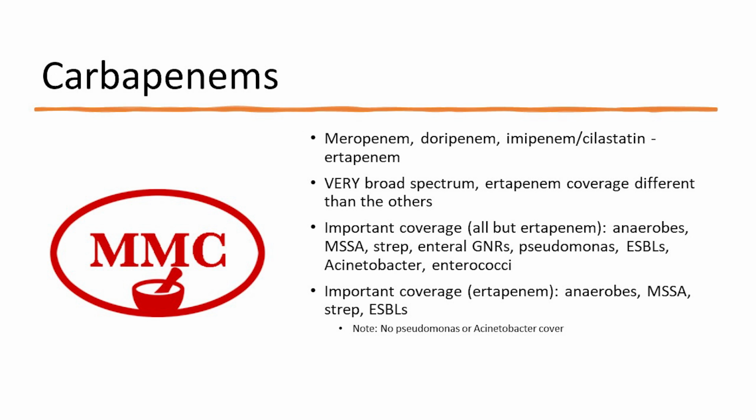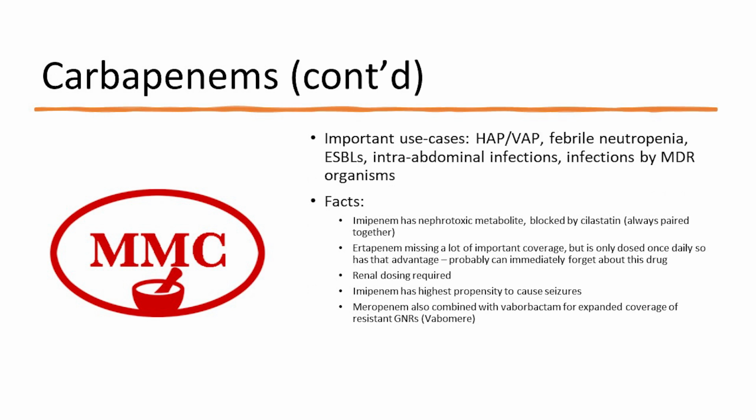And then in terms of important coverage with ertapenem, they cover anaerobes, MSSA, strep, and ESBLs, so you lose your Pseudomonal and Acinetobacter coverage. Important use cases for these are hospital-acquired pneumonia, ventilator-acquired pneumonia, febrile neutropenia, ESBLs, intra-abdominal infections, and infections by multi-drug resistant organisms. And then some facts about these. Imipenem is nephrotoxic when it's metabolized, so that's why they add cilastatin, which blocks the nephrotoxic metabolites, so they're always paired together. You will never see imipenem by itself.